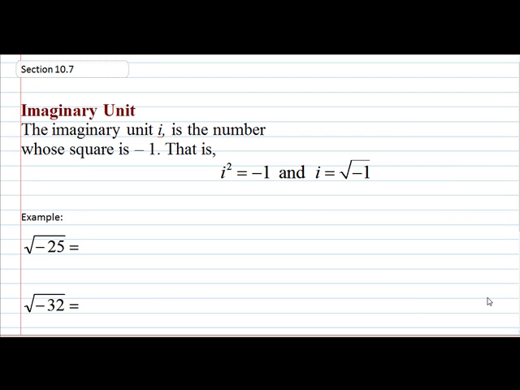In this section, we will talk about the imaginary unit and complex numbers. However, for this class, we only look at the imaginary unit. As in our previous section, we cannot really simplify the square root of a negative number, for example, the square root of minus 9, because we cannot find a real number that can solve this problem.